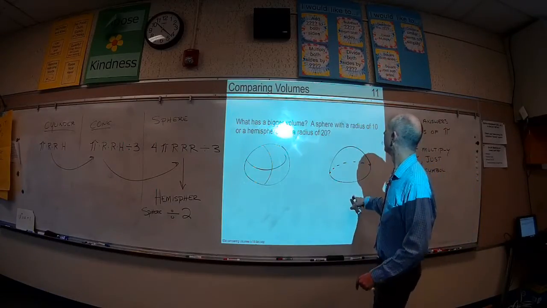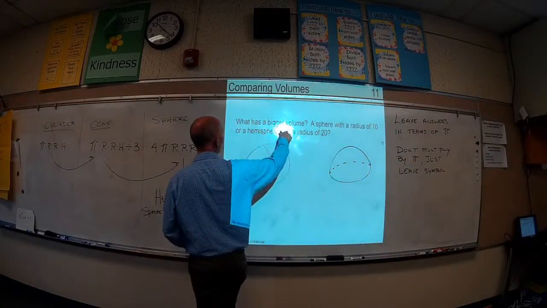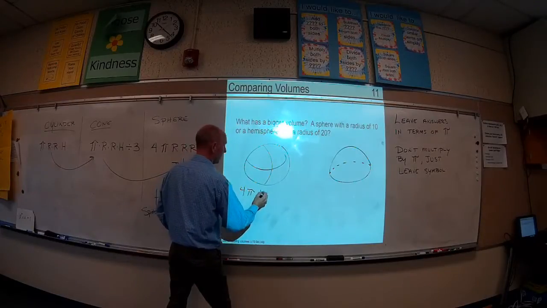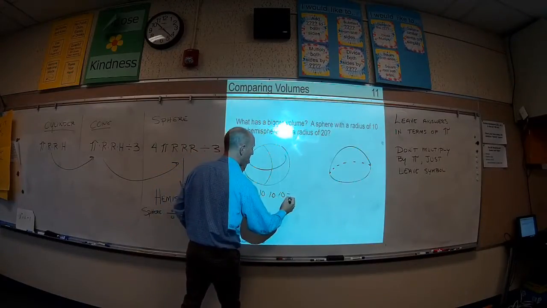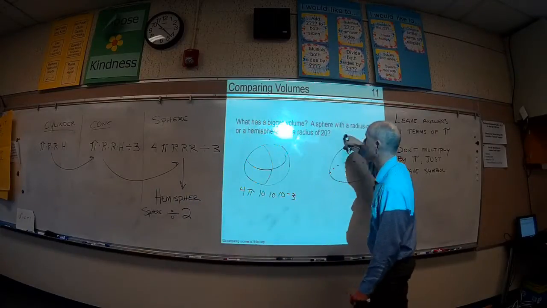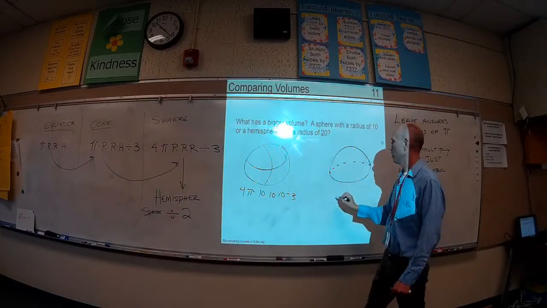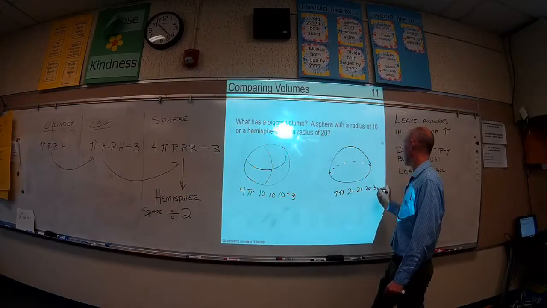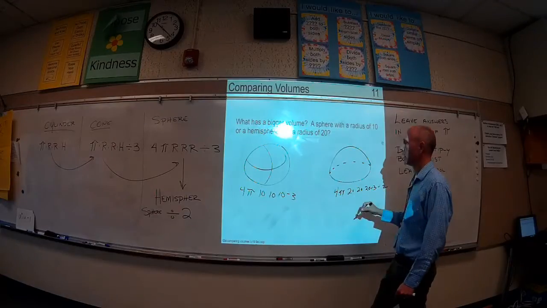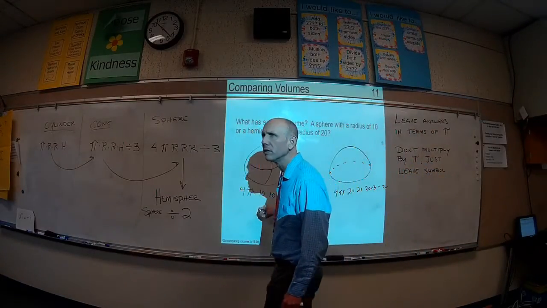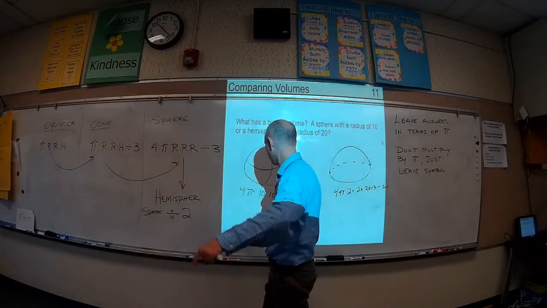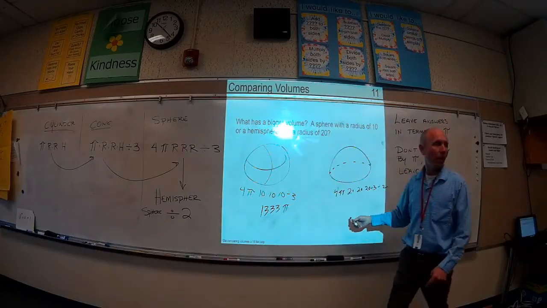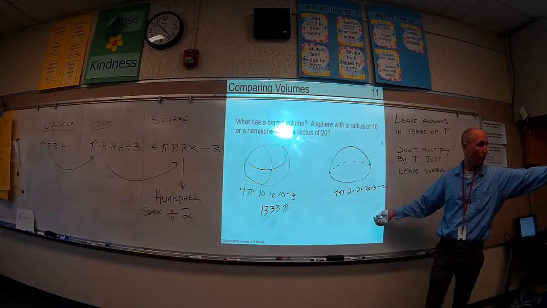This one is a sphere with a radius of 10. This is 4 pi 10 times 10 times 10 divided by 3. This is a hemisphere with a radius of 20. 4 pi 20, 20, 20 times 3 divided by 3 divided by 2. So what does this give us? What's yours? 1,333 repeating pi. Close enough. And what does this give me over here? Show me the board.